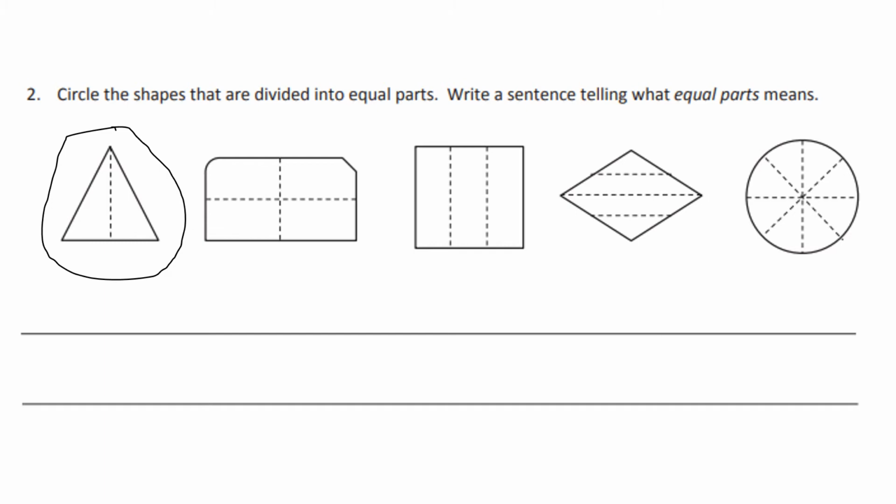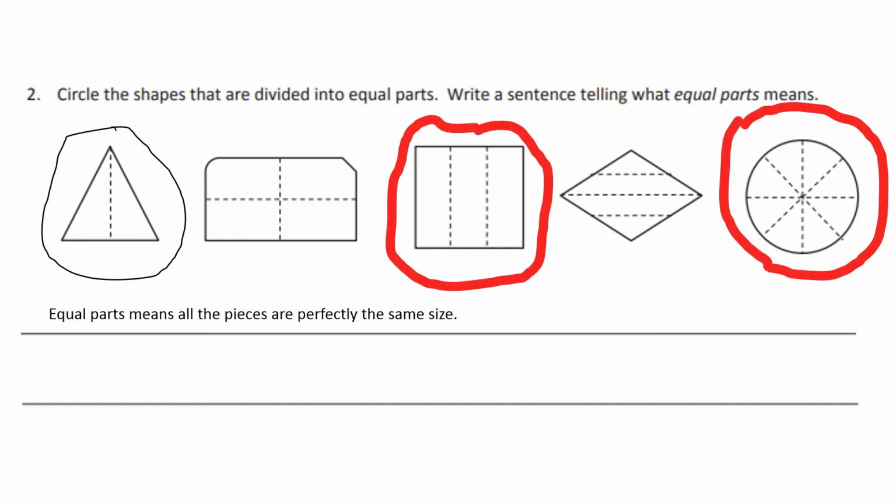All right, I'm going to move on to show you the answers. And here you are. You can see I circled the square that has been cut into thirds and the circle that has been cut into eighths. And for my sentence, I wrote equal parts means all the pieces are perfectly the same size. So if you look at them, they're all the same. If you look at that diamond one between the 2 red circles, those pieces are not the same.